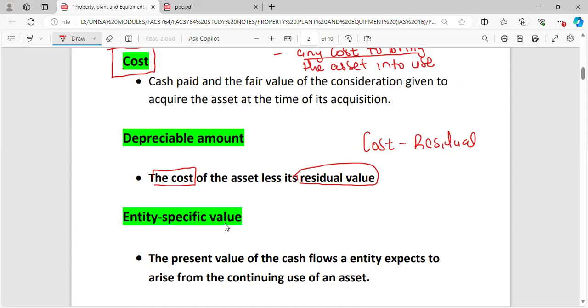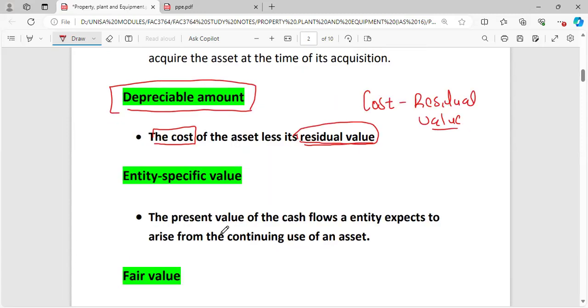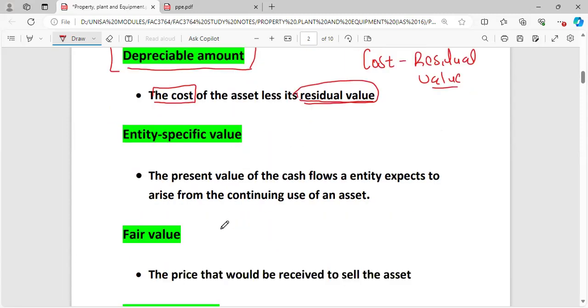Then you are going to have the depreciable amount. So if in a question you are provided with the residual value of the asset, then it means your depreciable amount is going to be after you deduct the residual value. Then the specific value.